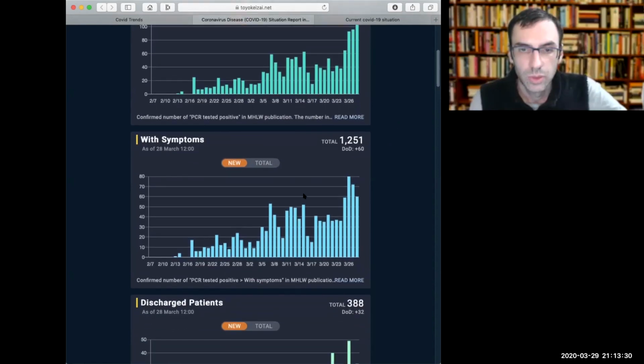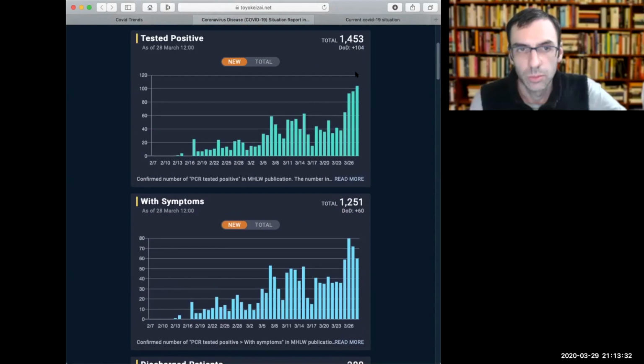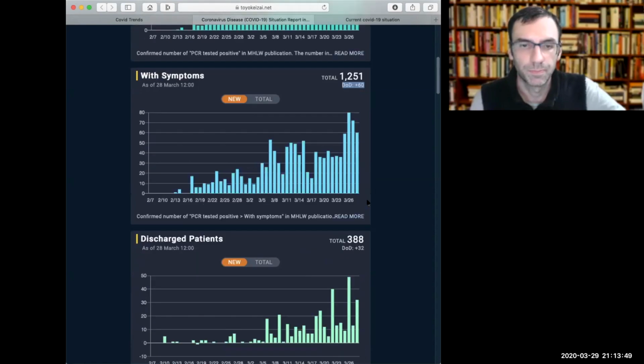These are the cases with symptoms, very close to the number of tested positive. Japan does test more people than actually have symptoms. So if they're in contact with someone who has symptoms, then they might be tested. These are the total number of tested positive. These are the total number who have tested positive with symptoms. And you can see the day-on-day increase here as well.